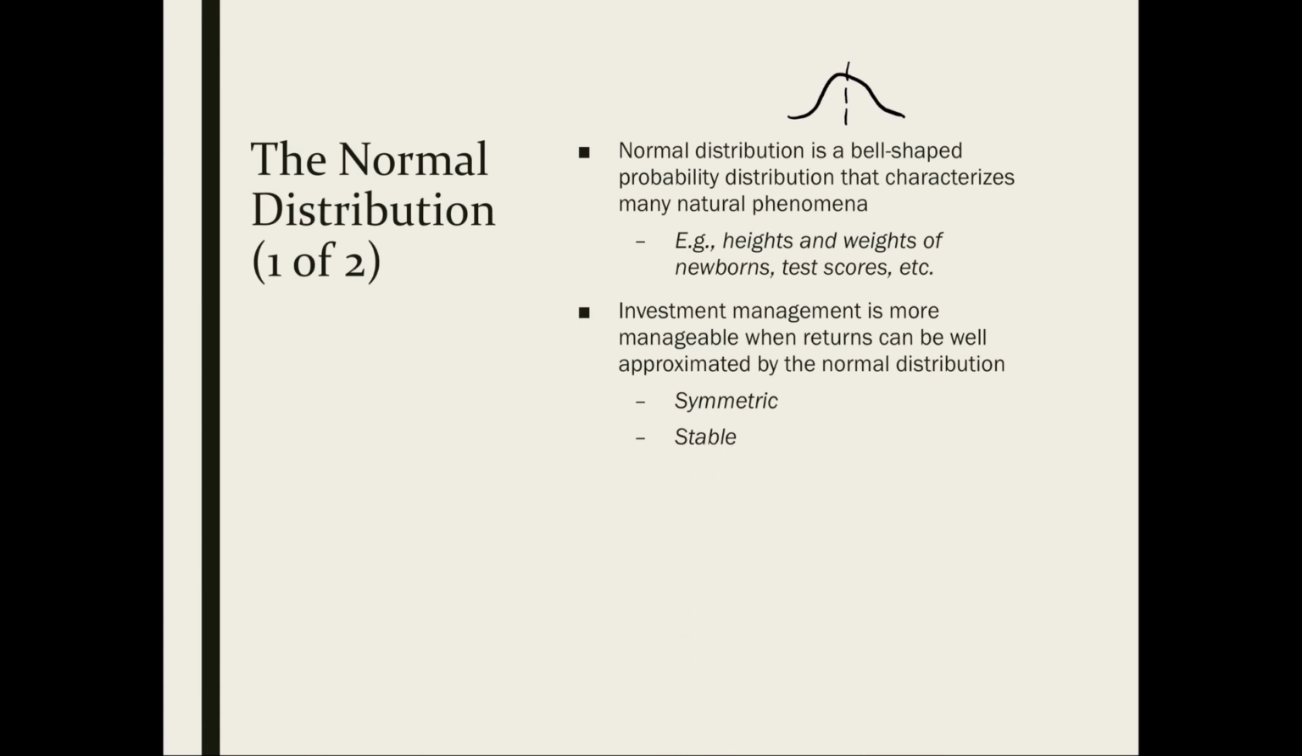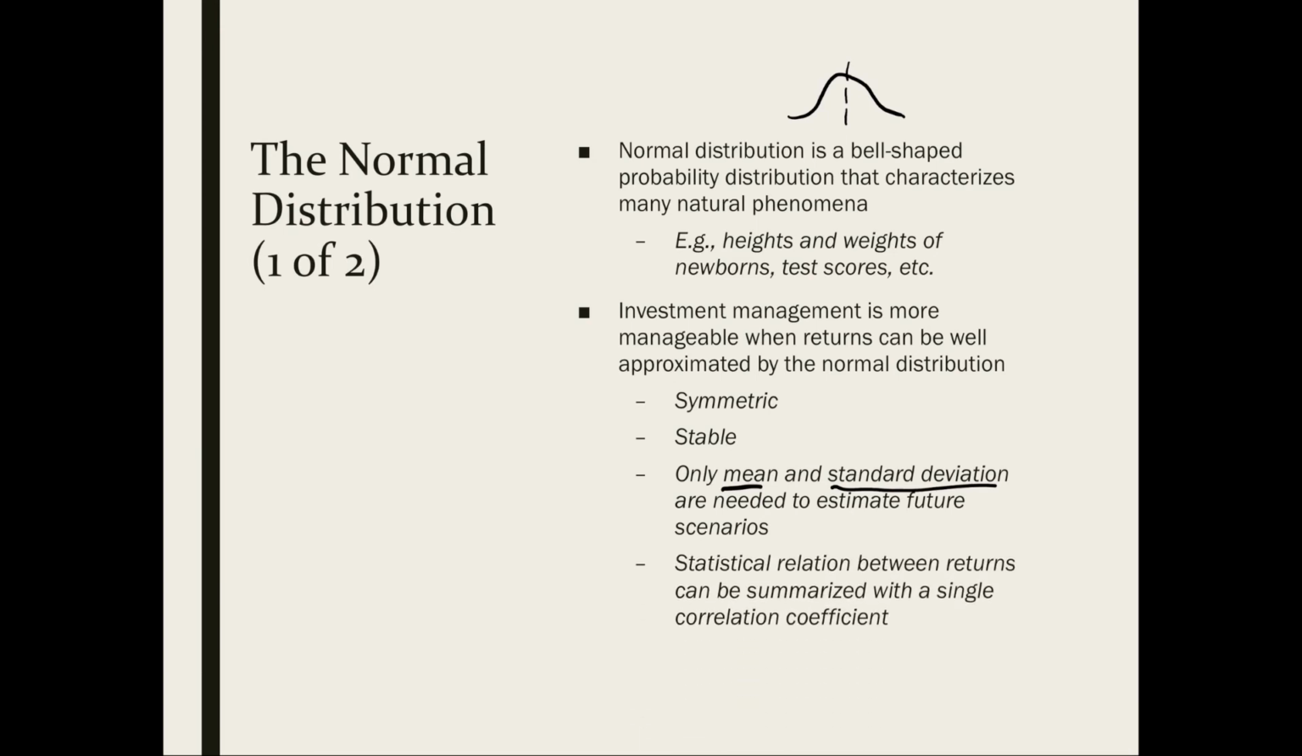Normal distribution is also stable. So when assets with normally distributed returns are mixed to construct a portfolio, the portfolio's return would also be normally distributed. And what's nice about normal distribution is it is completely defined by mean and standard deviation. So all you need is mean and standard deviation. There's no need for any other statistic to learn about the behavior of returns. And statistical relation between returns can be summarized with a single correlation coefficient.